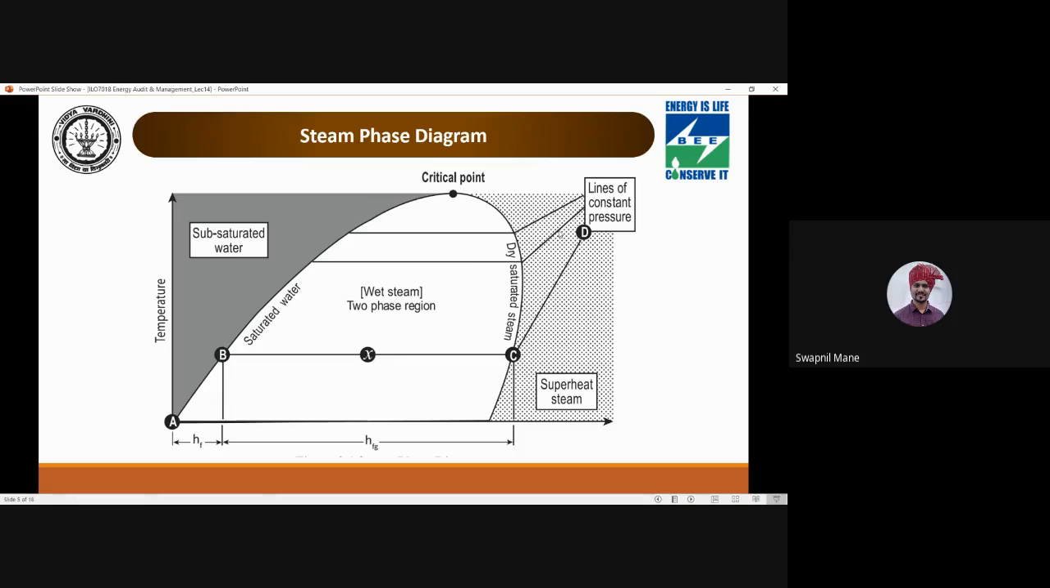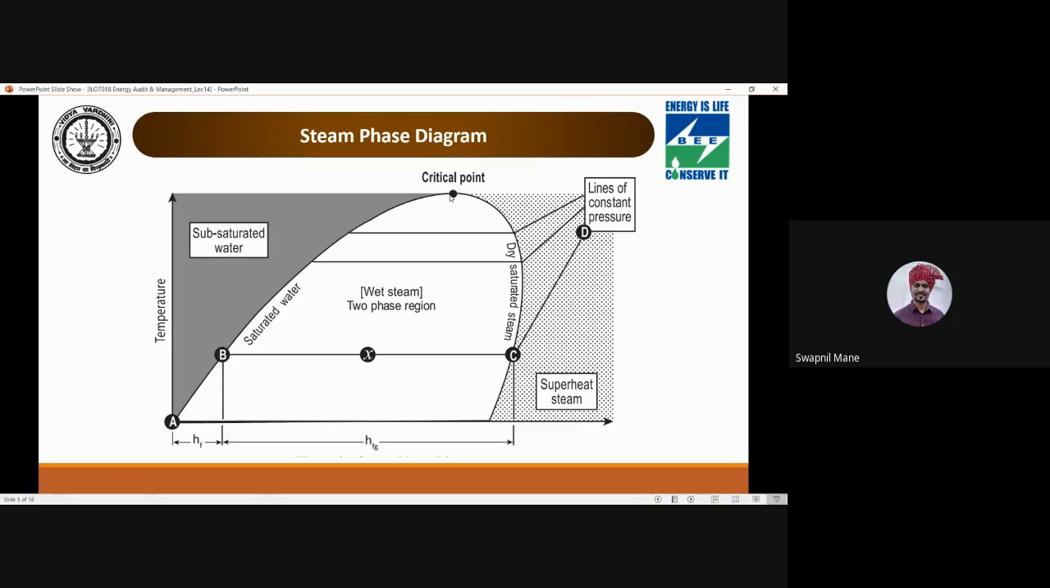So constant pressure lines will be formed, and one point will be reached at which phase change will not occur, and that point is called the critical point. The critical point is the highest temperature at which liquid can exist. Beyond that, there will be no existence of liquid, no existence of this gray portion.